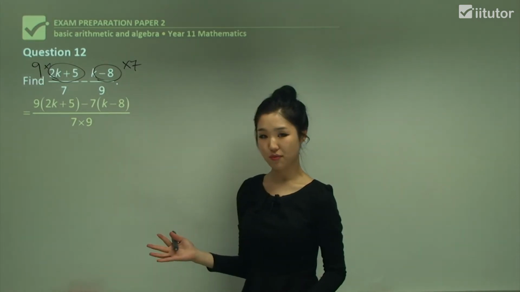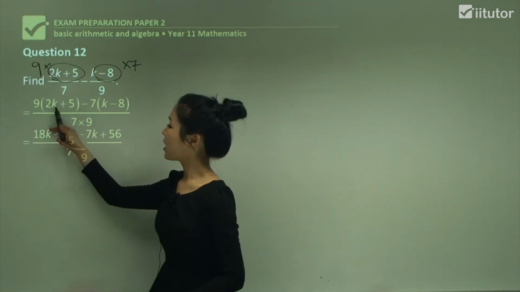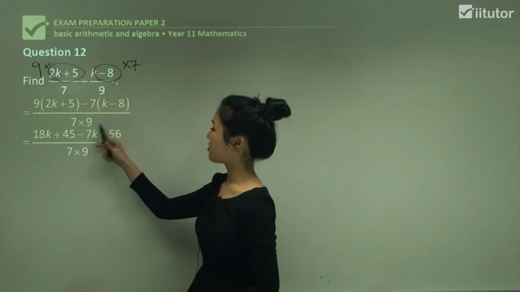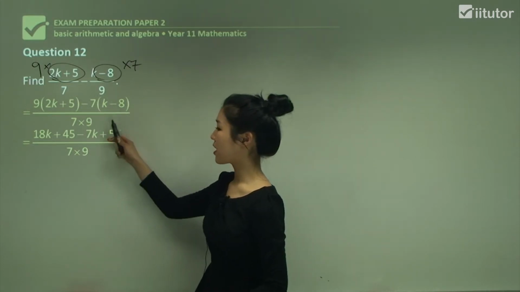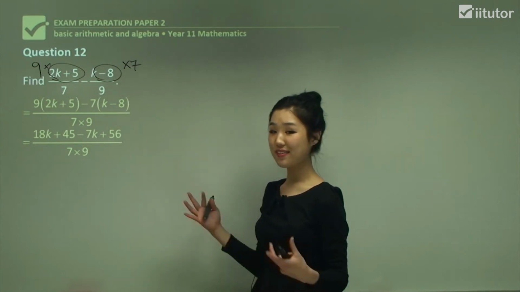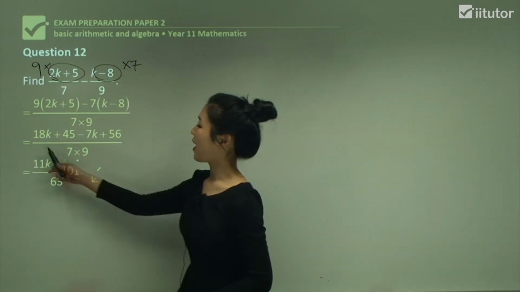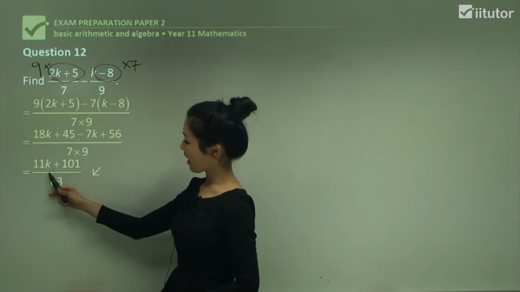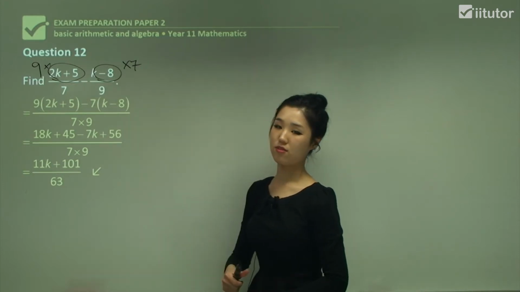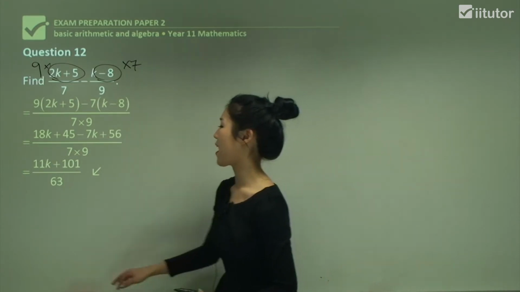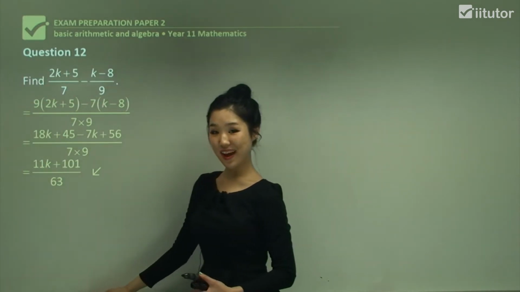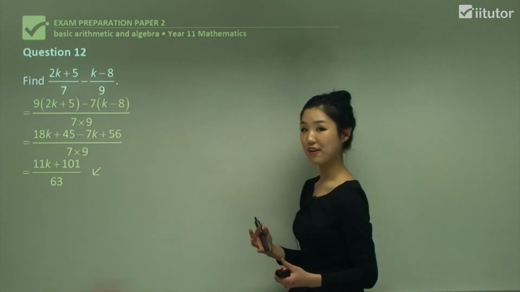And then all I need to do is simplify the numerator. So 9 times 2k, 18k, 9 times 5 is 45. And then etc, negative 7k, and make sure that negative negative always becomes a positive, so positive 56 for that. And now all we need to do is gather the like terms. So 18k minus 7k, 11k, and 45 plus 56 is 101. So that's all over 63. That's the final answer, because we can't simplify any further than that. And that just concludes the question. Okay, so that was pretty simple, making it into a single fraction, right?